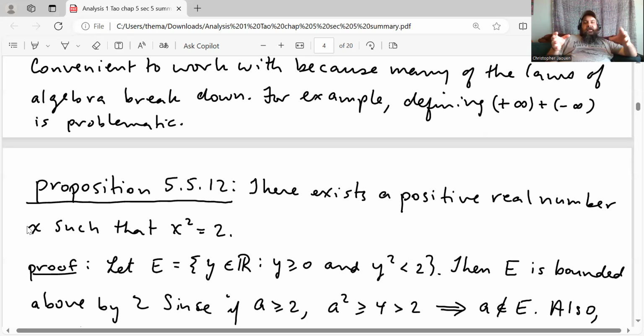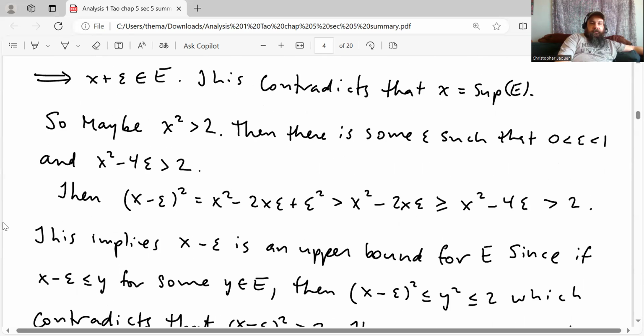one thing that the least upper bound property tells us about the real numbers is that there are no gaps in the real numbers, whereas there are gaps in the rationals.